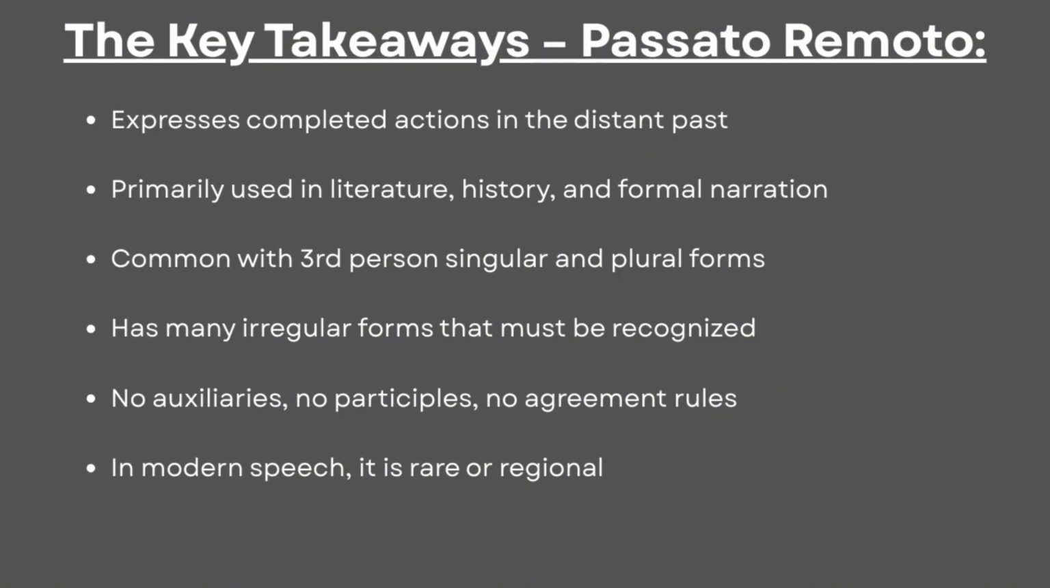Overall, this is how the passato remoto fully works in Italian. It expresses completed actions in the distant past, and it's mainly used in literature and historical narration. Alongside, it's common with third-person forms, and it has many irregular verbs, but with no auxiliaries, participles, or agreements. In modern speech, it's rare, but remains regional.